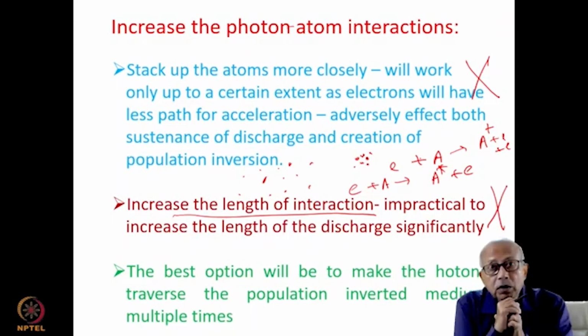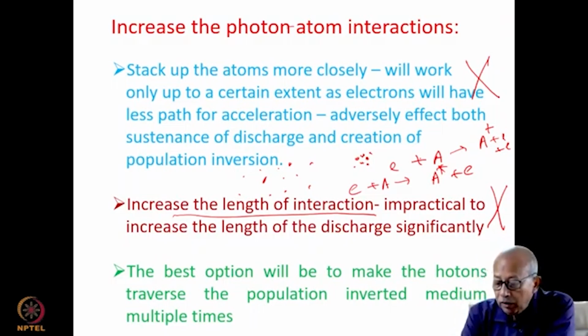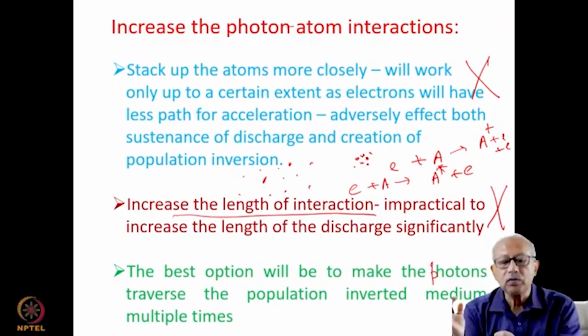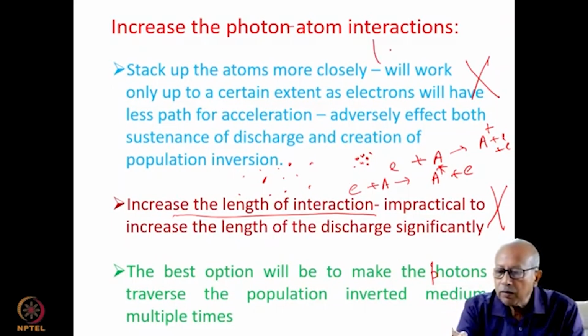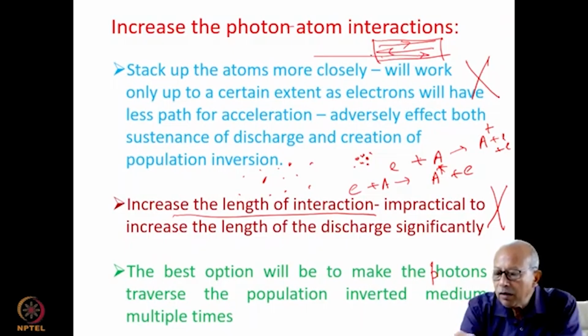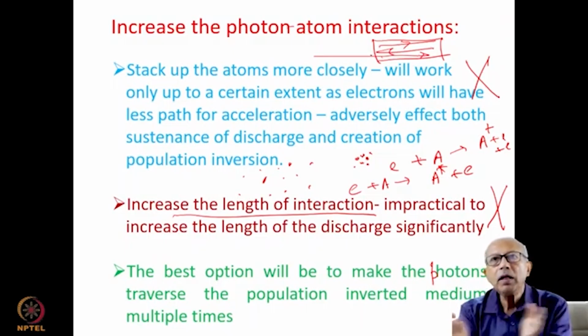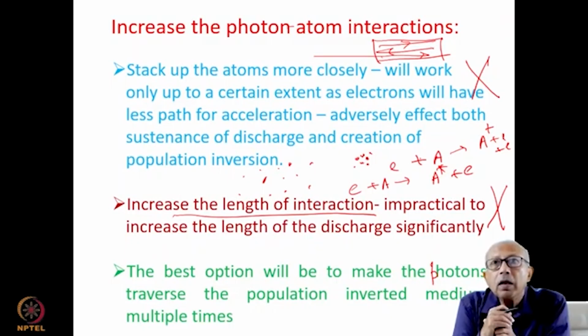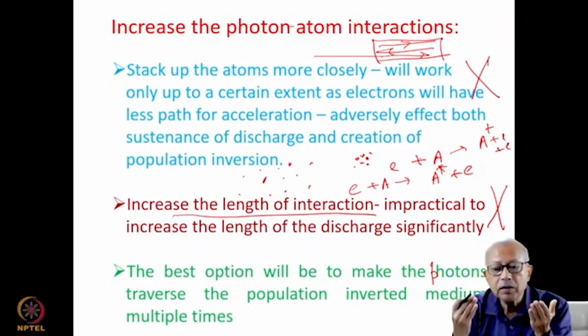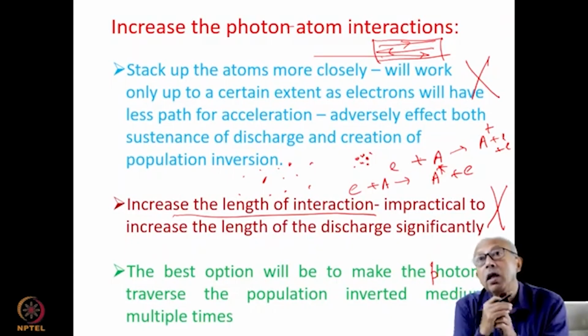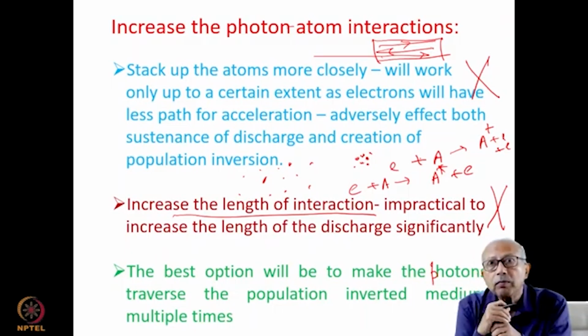What will be the best option? The best option will be to make the photons traverse the population inverted medium multiple times, time and again. You have the population inverted medium. You want the light to travel in this medium multiple times, time and again. That will increase the length of interaction, and in turn increase the photon interactions. So how do you do that?